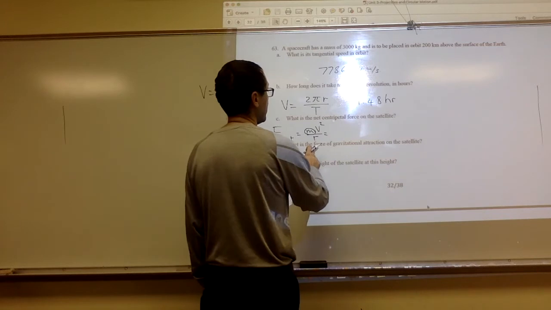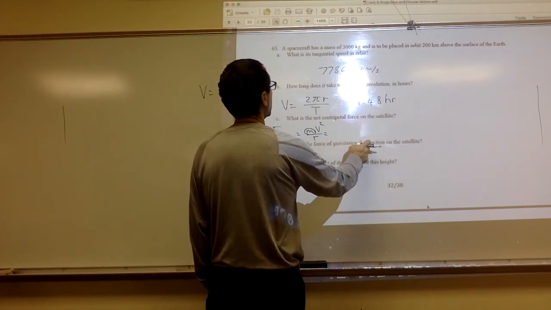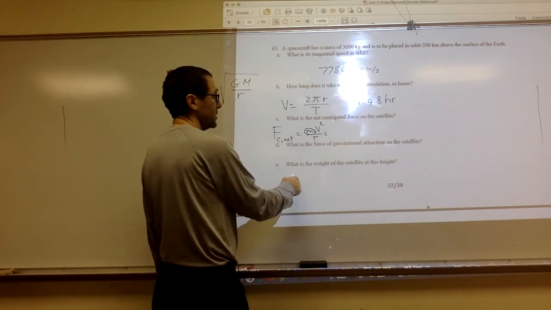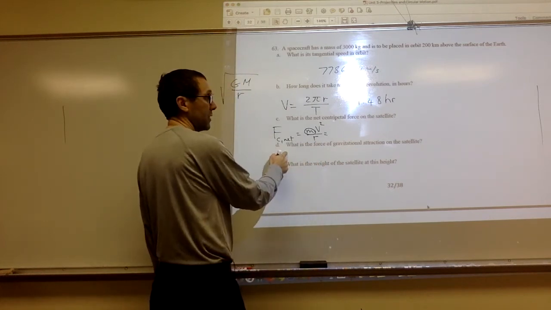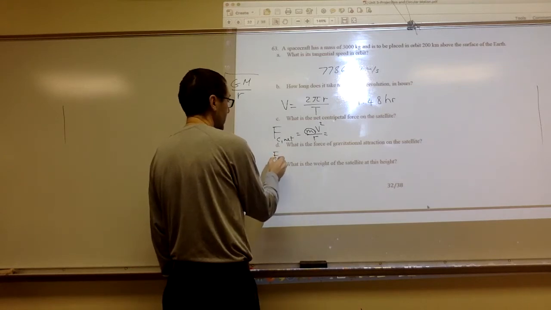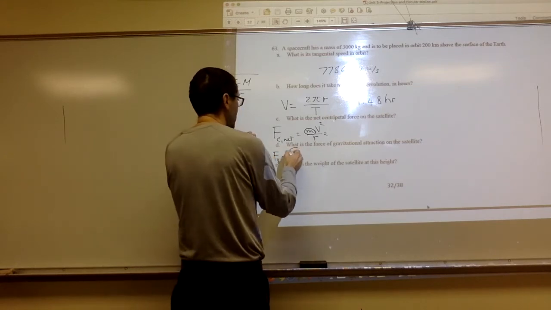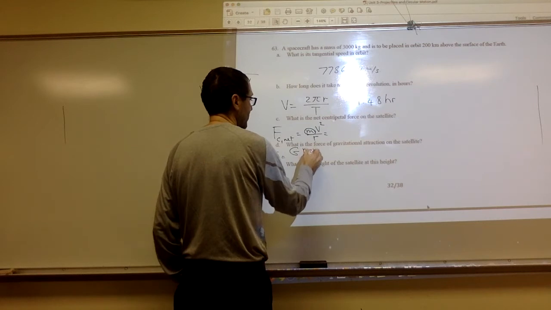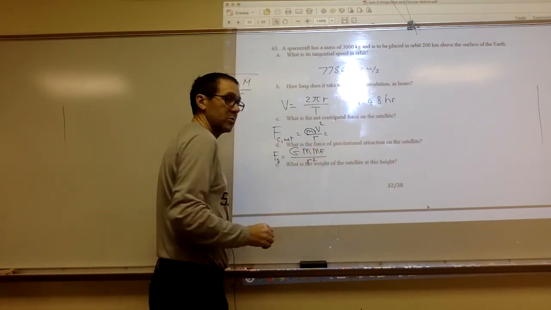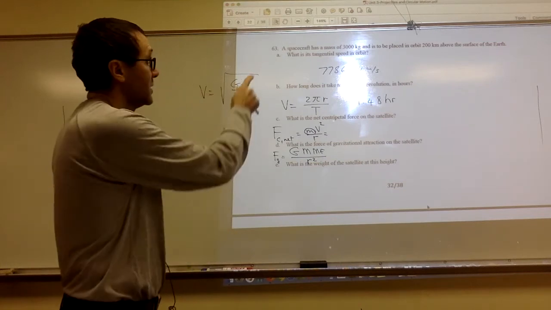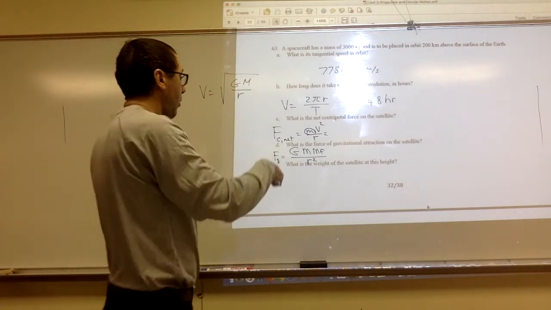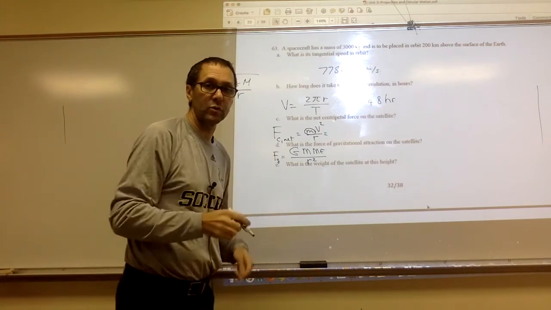What's the force of gravitational attraction? It's the same thing. The weight is the same thing. Now, I could have started with the force of gravitational attraction and just said that these two are the same. I could have done Fg equals big G, the mass of the spacecraft, the mass of Earth, over the separation distance between them, which is basically 200,000 meters plus the radius of the Earth, and you would square that.